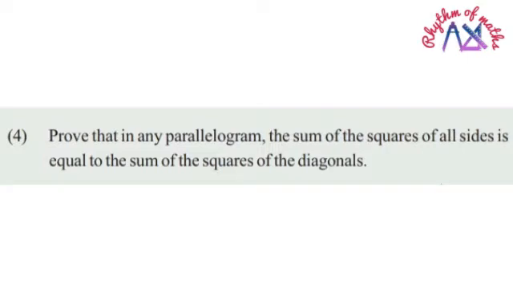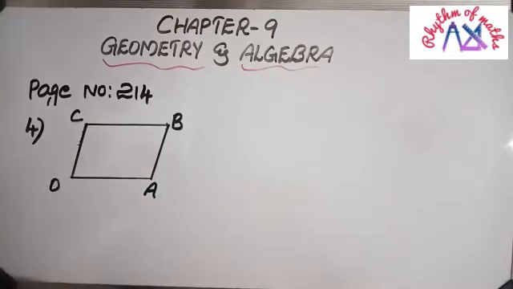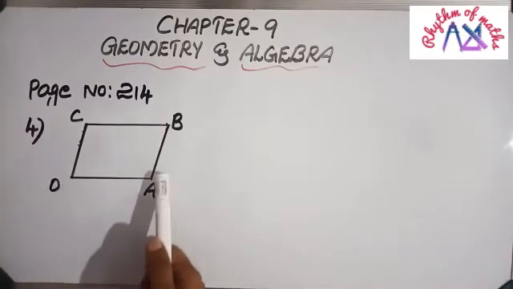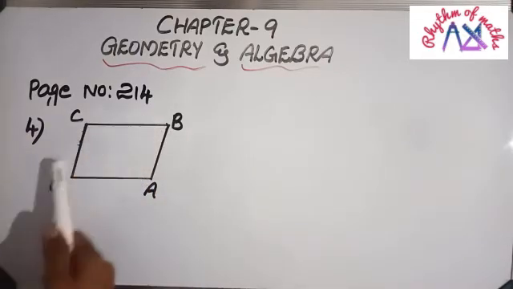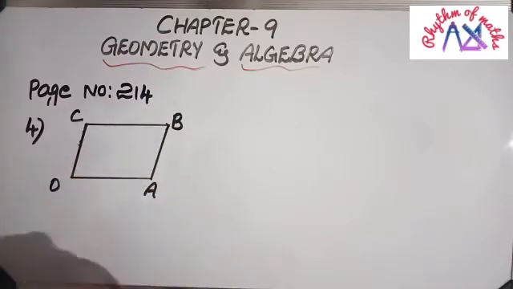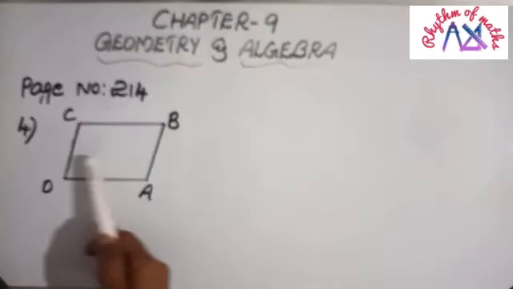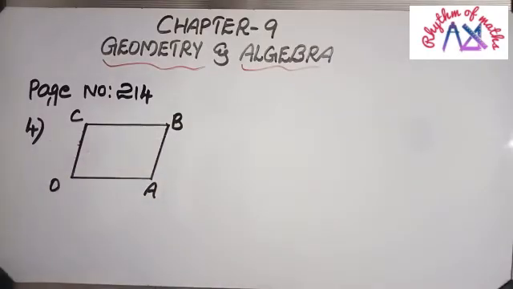Prove that in any parallelogram, the sum of the squares of all sides is equal to the sum of the squares of the diagonals. Here in this question, we have to consider a parallelogram and prove that the sum of the squares of all the sides, that means OA square, AB square, BC square, OC square, all these side squares summed, is equal to the sum of the squares of the diagonals. That is the question we need to prove.